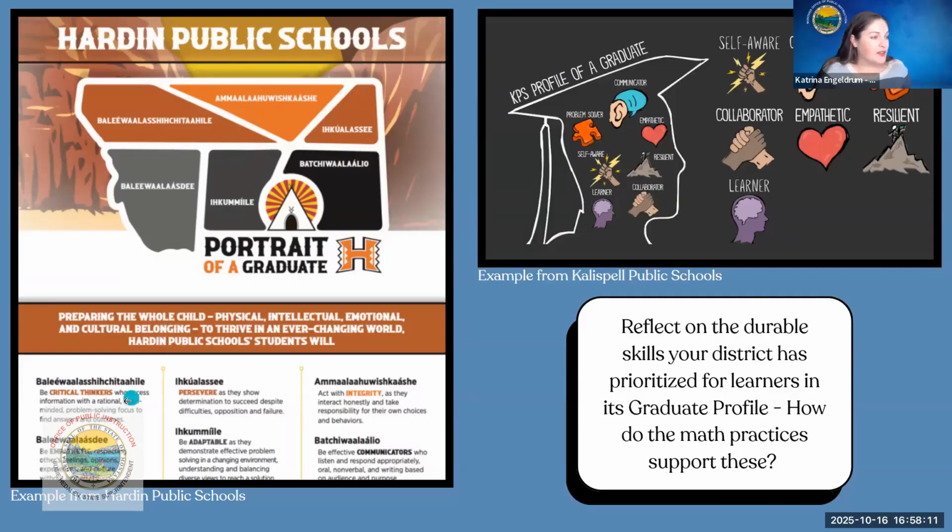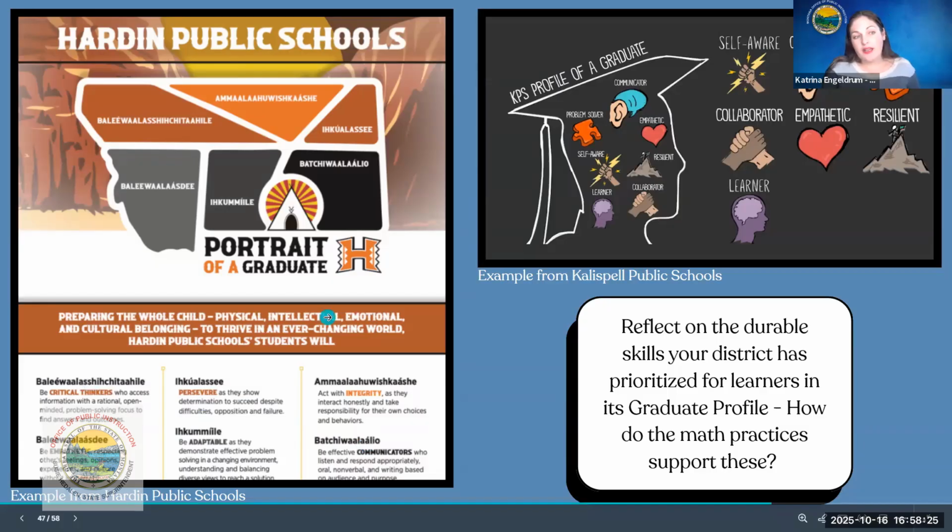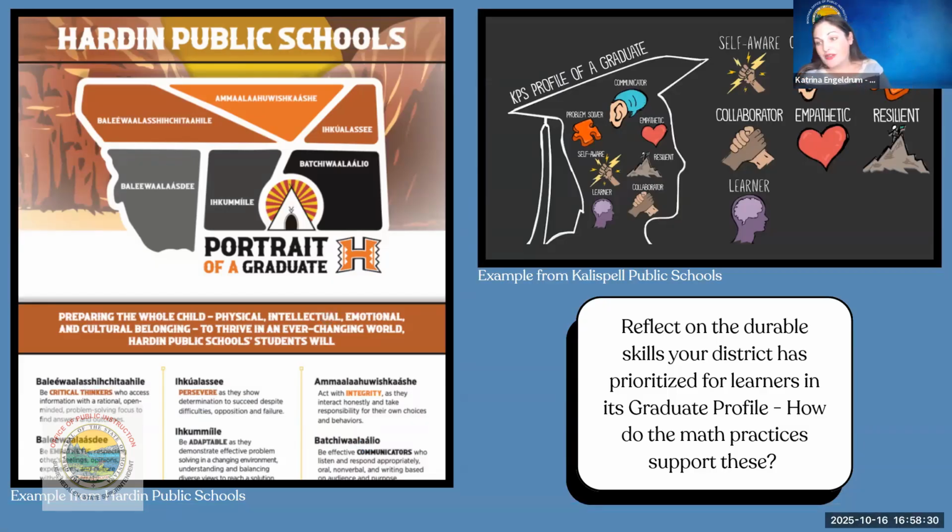Same thing, Hardin, it's hard to read. I love their graphics, so I couldn't cut any part of this out, but they have critical thinkers, perseverance, integrity, empathy, adaptability, and communication, or communicators on there. So there are ways to link it, and I think that will help. Tammy also said she loves that idea of linking.